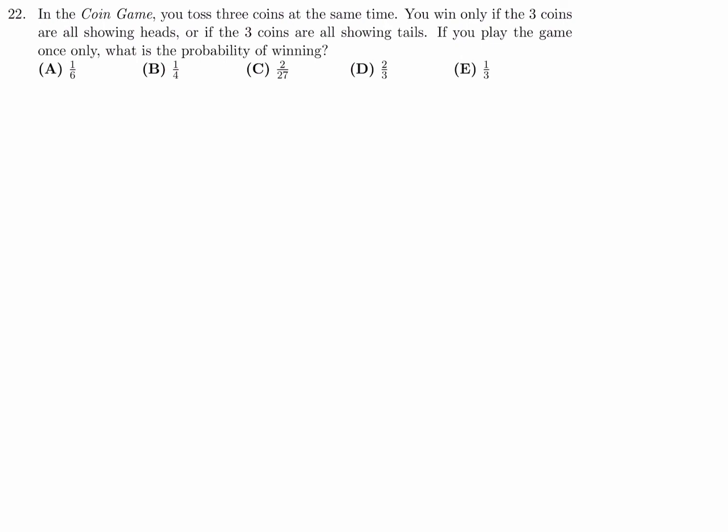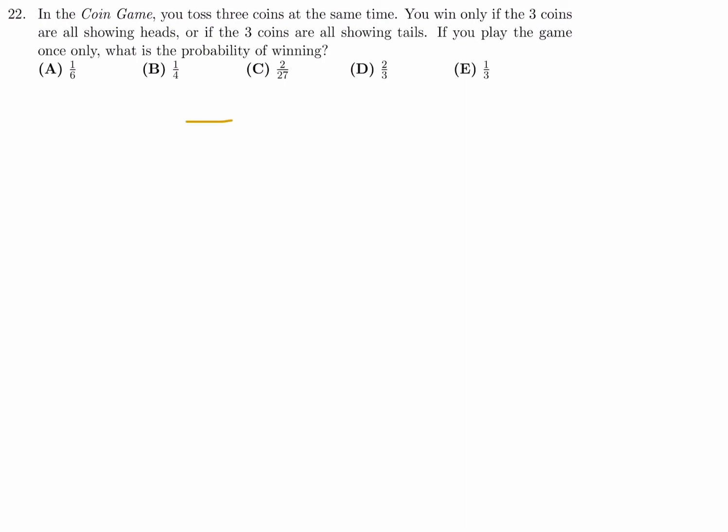In the coin game, you toss 3 coins at the same time. You win only if the 3 coins are all showing heads or if the 3 coins are all showing tails. If you play the game once only, what is the probability of winning?